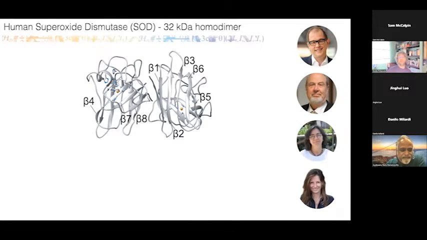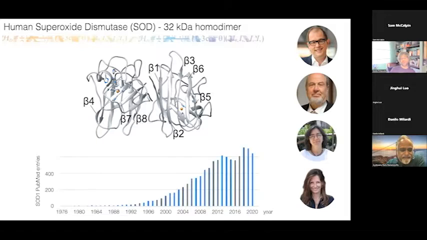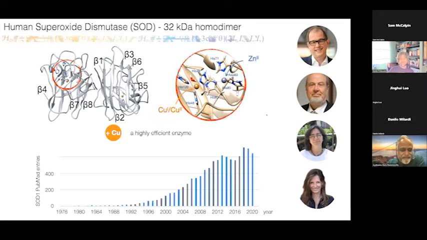So the first point is that here, superoxide dismutase, 32 kilodalton homodimer. As I said, this is a long-standing collaboration between Lyon, I indicate Lyndon as Lyon researcher because he was still in Lyon when we started, and the Florence group. It's very difficult to say something new on superoxide dismutase. It's a very well studied molecule, a lot of literature there. This is a very efficient enzyme which contains zinc ion and the copper ion, which is copper 1 or copper 2.